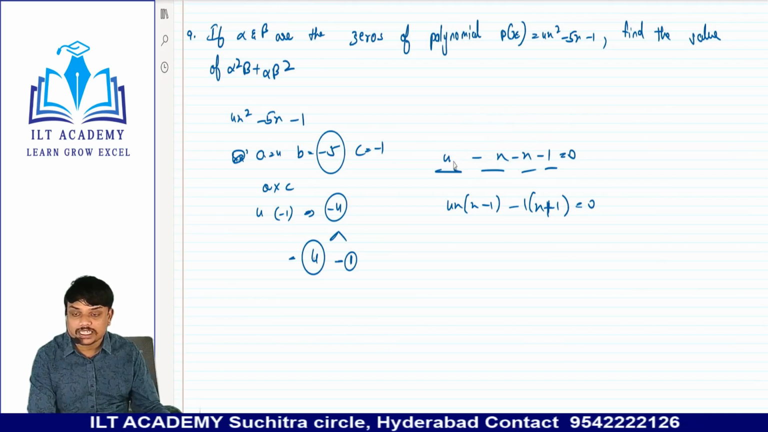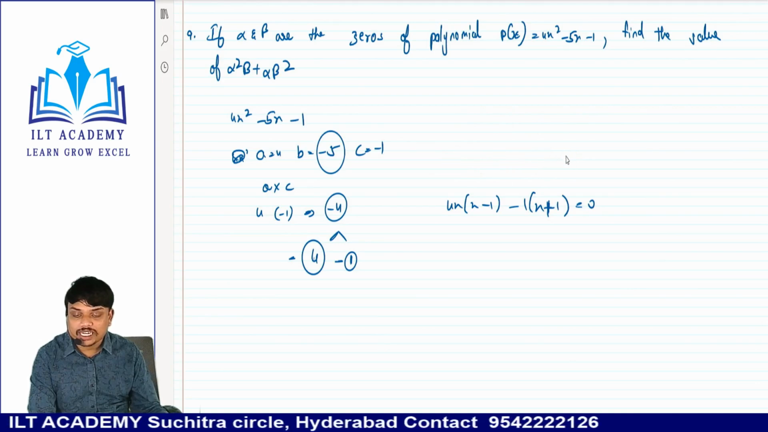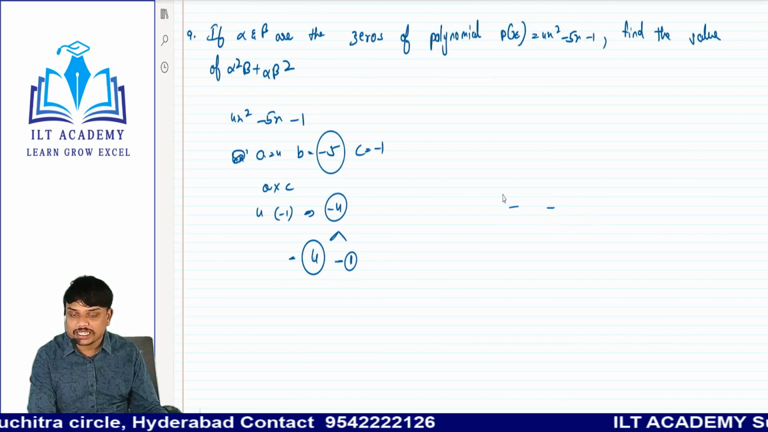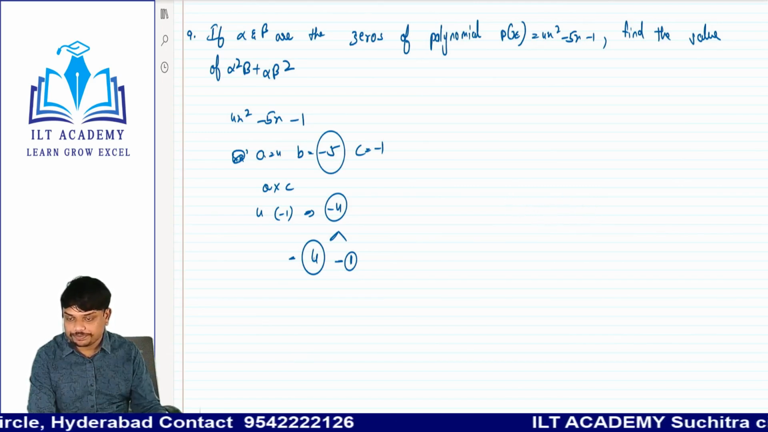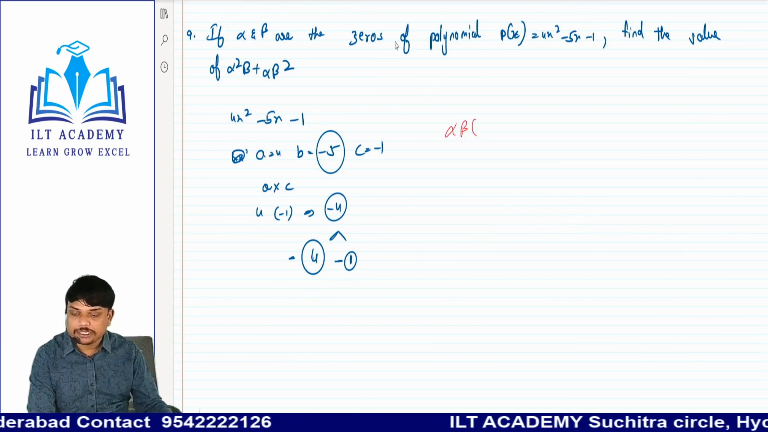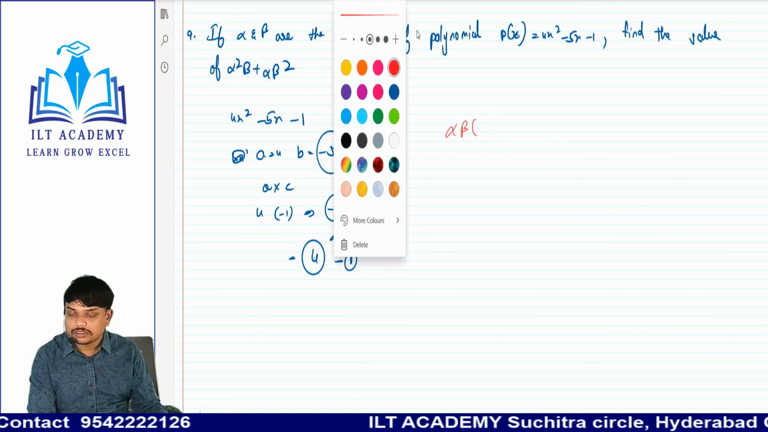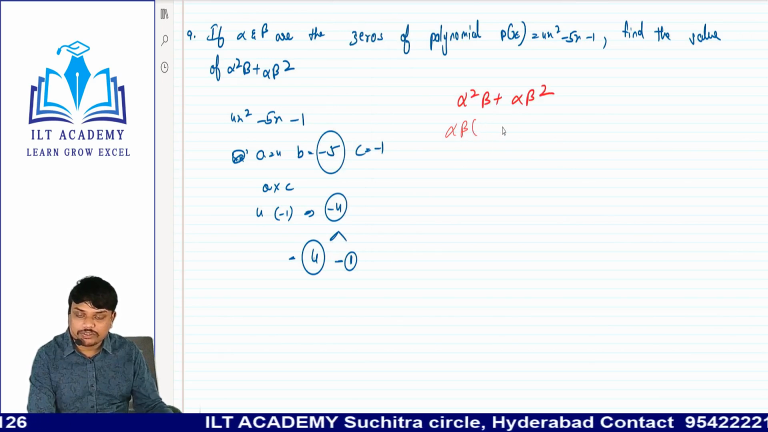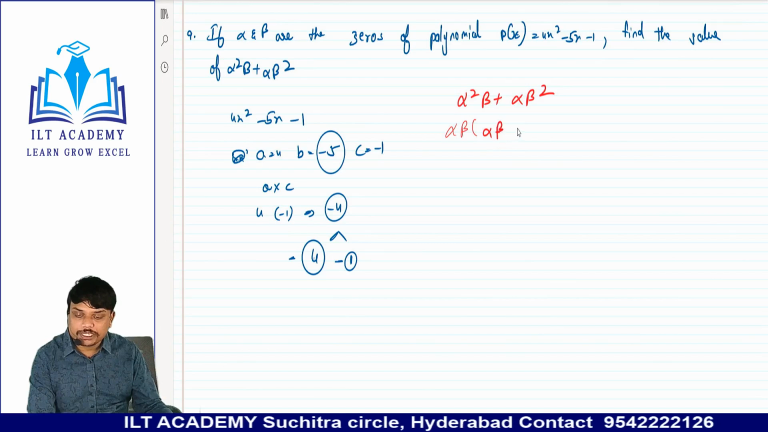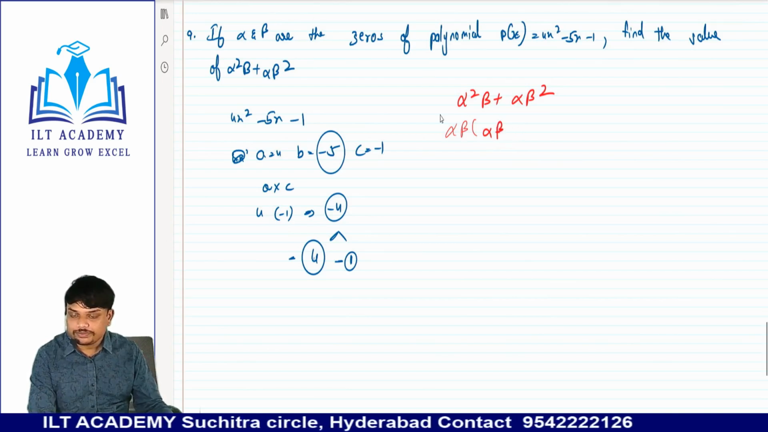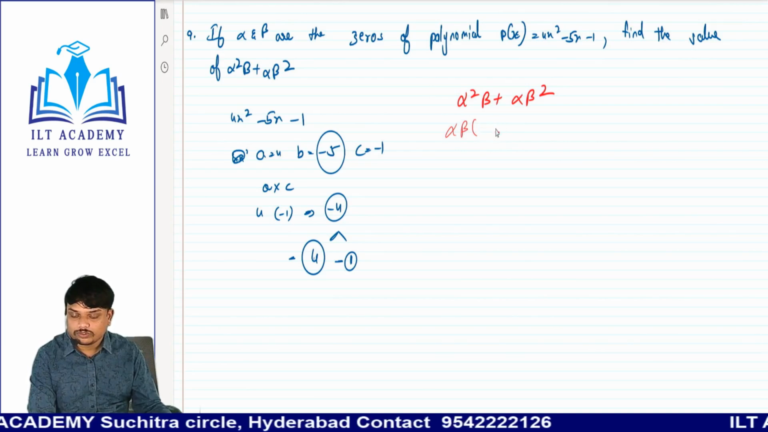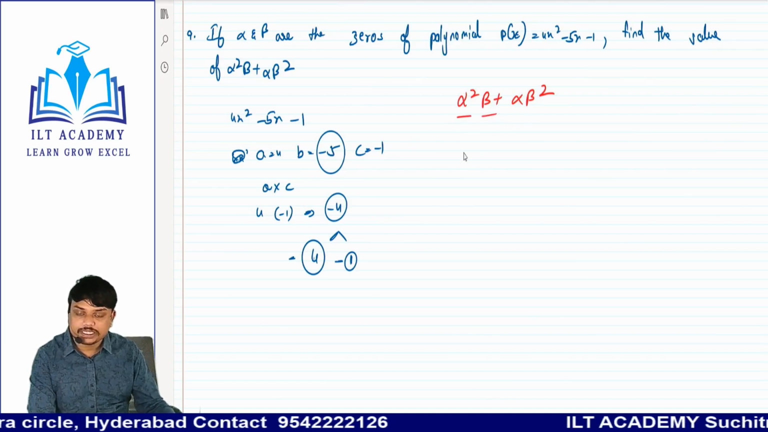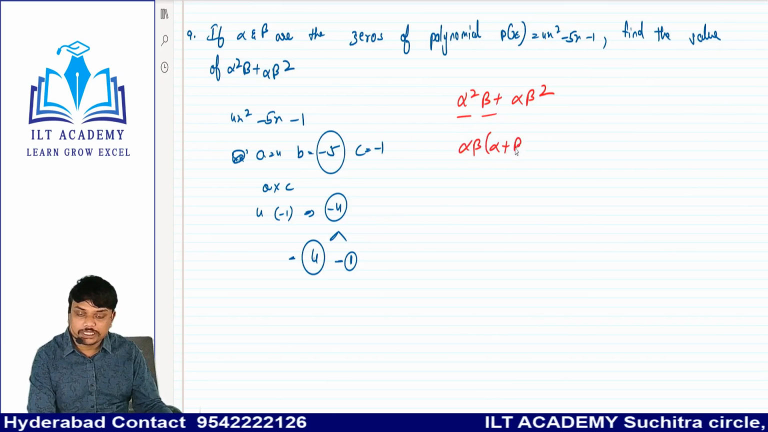We should use our brain now, not a process. So what they have asked us to find is alpha square beta plus alpha beta square. Now, if I take alpha beta common in this question, which is alpha square beta plus alpha beta square, it becomes alpha beta times alpha plus beta.